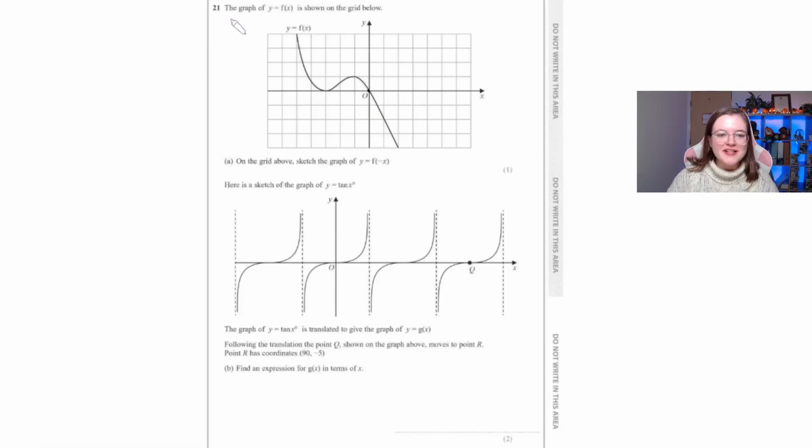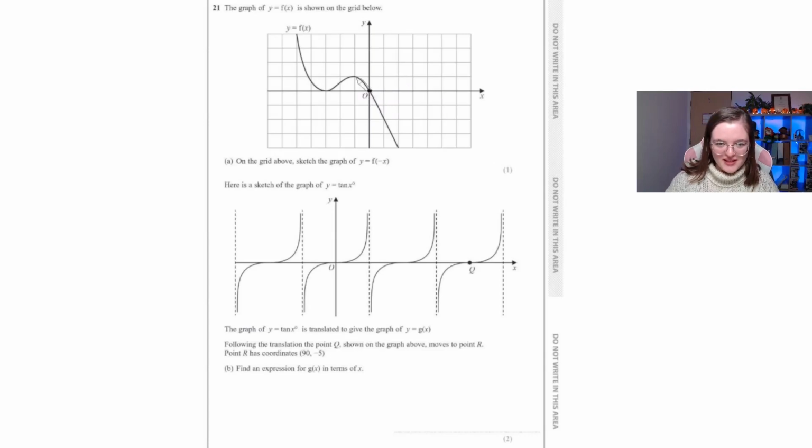Question 21. The graph of y equals f of x is shown on the grid below. On the grid above, sketch the graph of y equals f of minus x. So with f of minus x, that means that all the x coordinates on this graph are changing their sign. 0 is going to stay as 0 because that doesn't have a sign to begin with, so it can't change it if it doesn't have one.